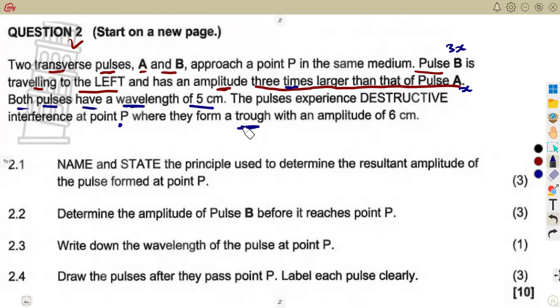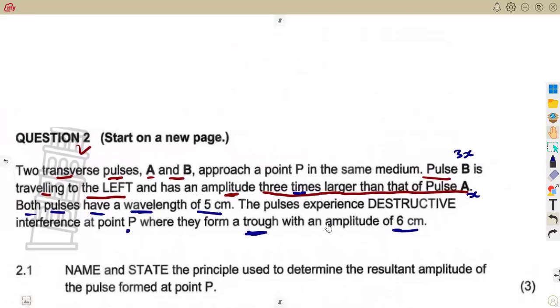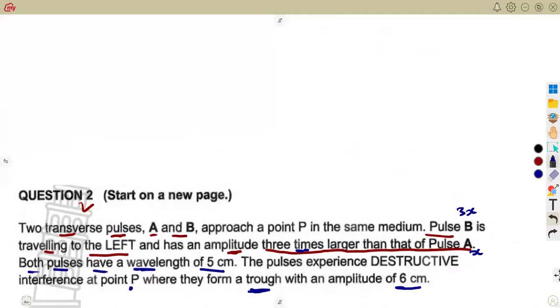All right. So they are going to form a trough with an amplitude of 6 centimeters. We are going to answer these questions, no problem, but I need us to understand something here before we answer them. Remember, we are told B is going to the left, meaning A will be going to the right. That is the case of our question.